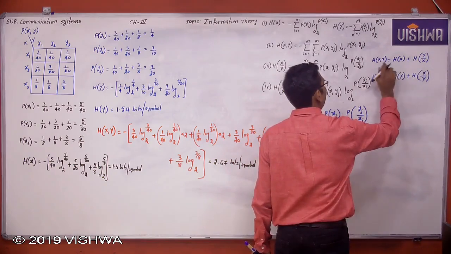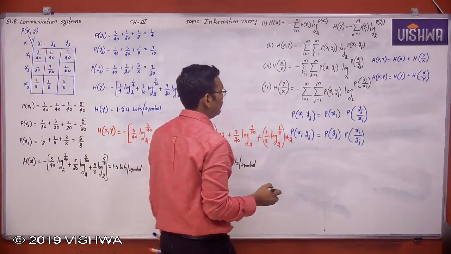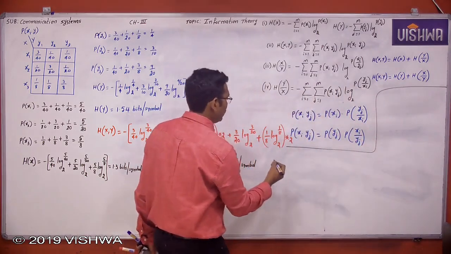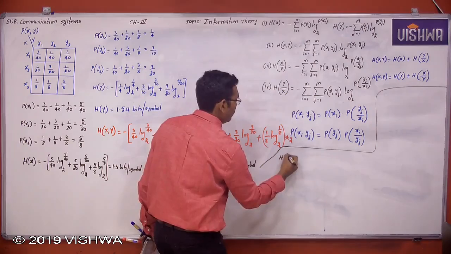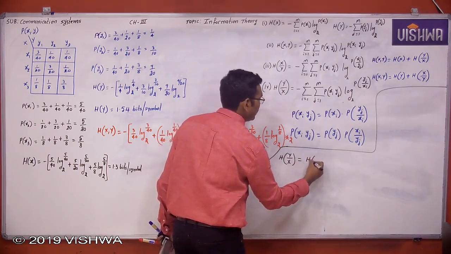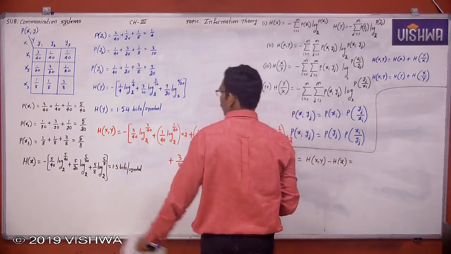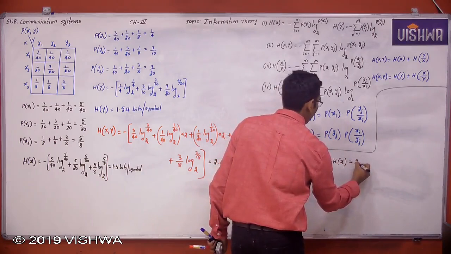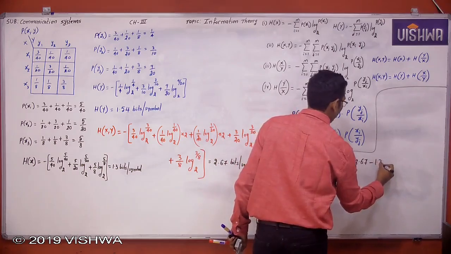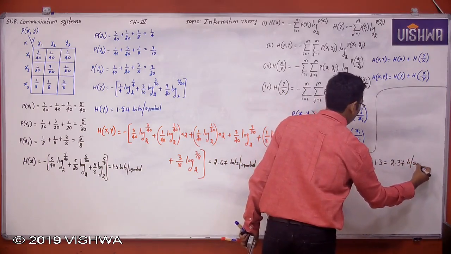Now see here, there is a relation between joint entropy and entropy of the sources. So I can utilize this: the conditional entropy h of y by x is equal to h of x comma y minus h of x. What is the joint entropy? Just now we calculated 2.67 minus the entropy of source x, which is 1.3, which is equal to 2.37 bits per symbol.